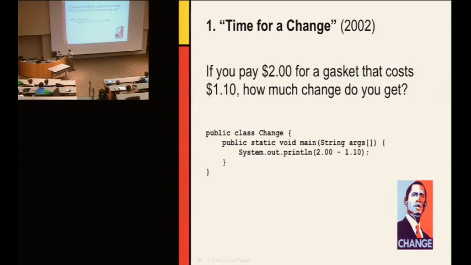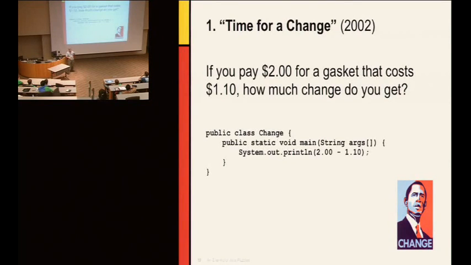So this one here is a brain teaser. It says, if you pay $2 for a gasket that costs $1.10, how much change do you get? And before you all shout out, 90 cents, remember, we're geeks, right? So we don't just say 90 cents. We write a program to answer the brain teaser. And here's the program. It's public class, and it's got one line in its main method. It just calls println of 2.00 minus 1.10.